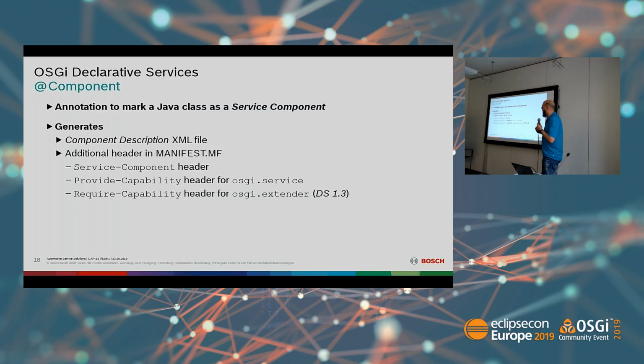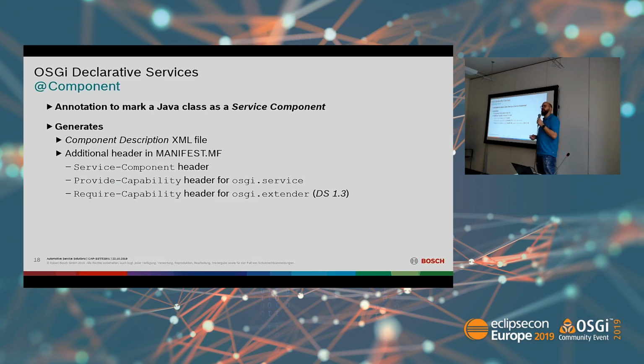So add component marks a Java class as a service component. In this case, it's a service component. It generates the XML file, and it puts additional headers in the manifest file, like the service component header, the provide capability, and the require capability for the OSGi Extender that was added with DS 1.3.